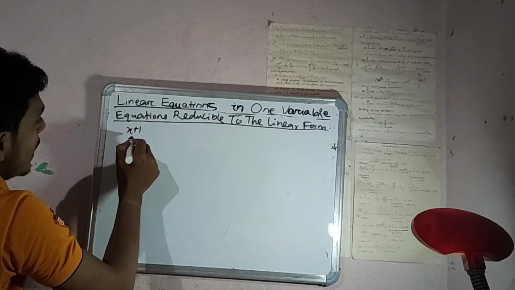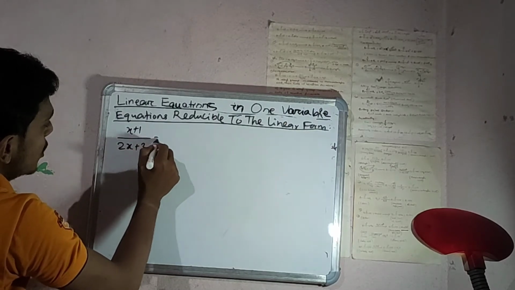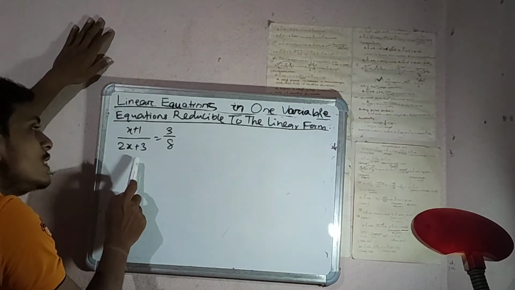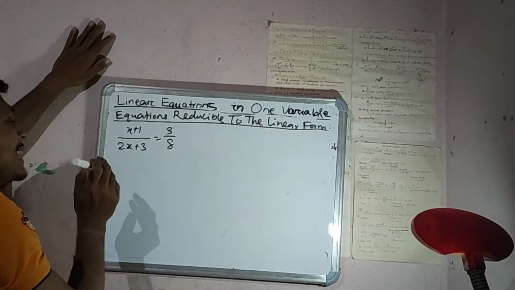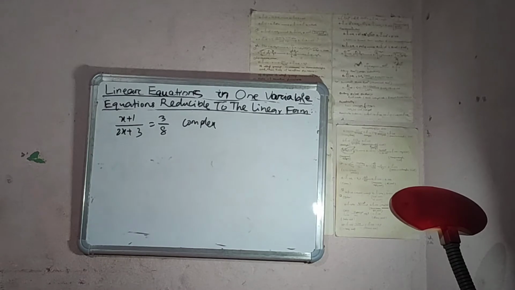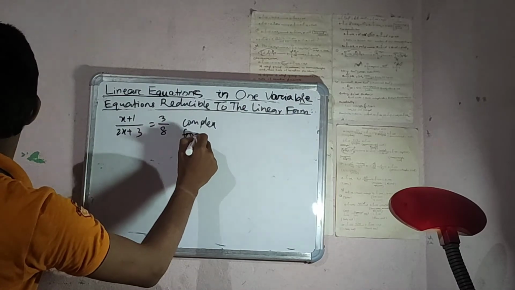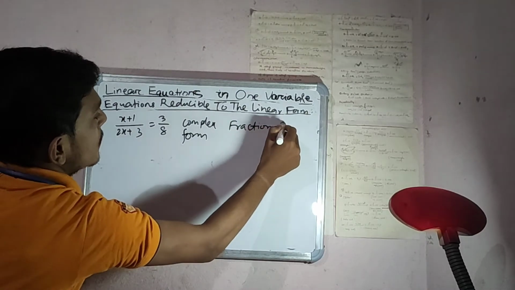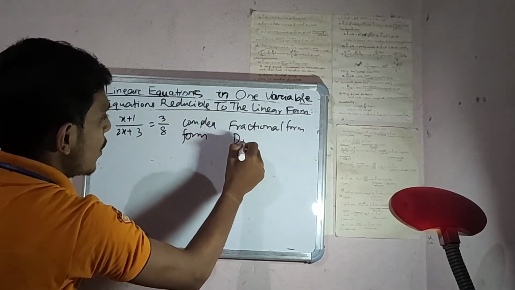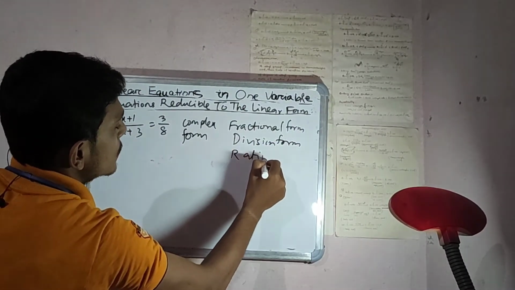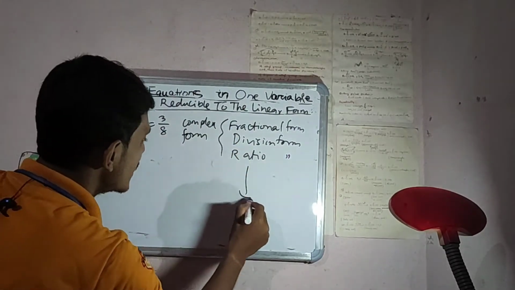let x plus 1 divided by 2x plus 3 is equal to 3 upon 8. This is also linear, but it is in the form of complex type. This is in the complex form, or we can write it as the fractional form, division form or ratio form. Okay, but it is converted into the linear form.